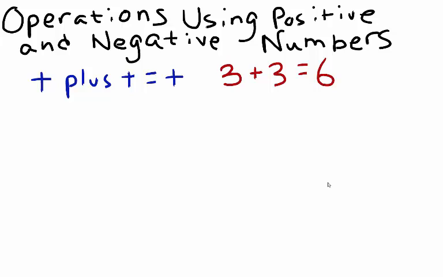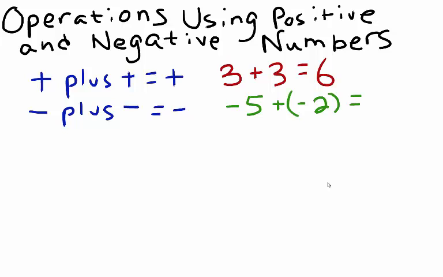When we add two negative numbers, negative plus negative, the result is always negative. For example, negative 5 plus negative 2 equals negative 7.